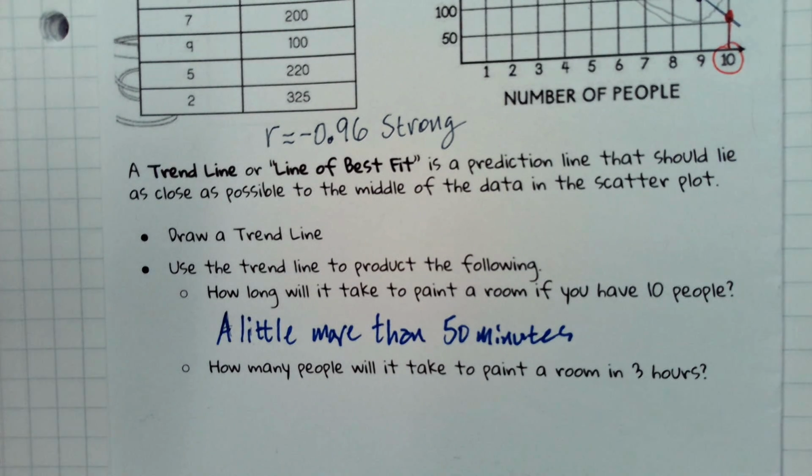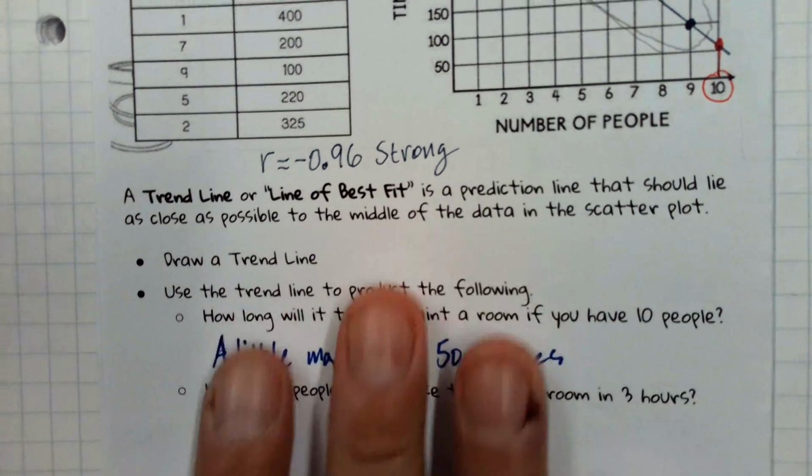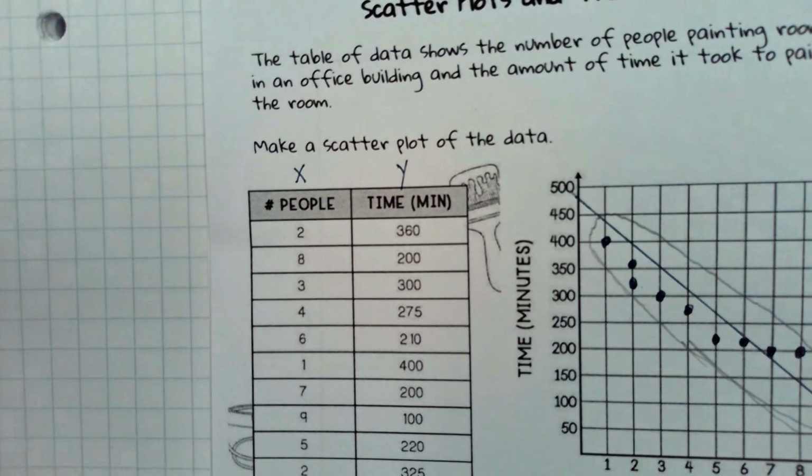All right, let's tackle the next question. How many people will it take to paint a room in 3 hours? So this time, let's take a look at 3 hours. How much is 3 hours? How many minutes is it? 180. Right.